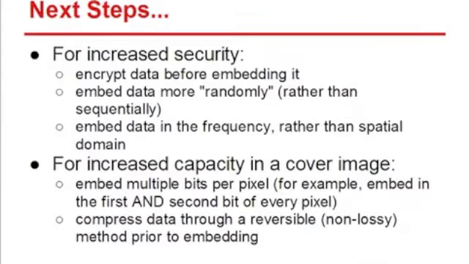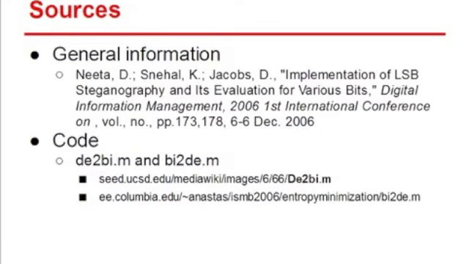To increase security of this, we could encrypt data before embedding it, embed it randomly rather than sequentially, or embed data in the frequency rather than the spatial domain. For increased capacity, we could embed multiple bits per pixel, which would degrade the image further but allow us to hide more data, or compress data through a reversible, non-lossy method prior to embedding.